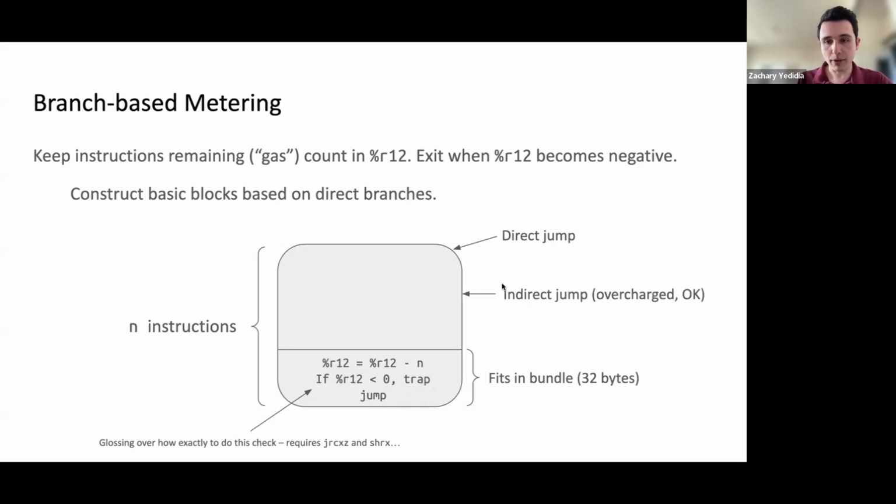If an indirect jump arrives somewhere in the basic block, that's actually fine. It'll just get overcharged for additional instructions. The point is that it can't arrive in the middle of this sequence because this sequence of instructions fits within a bundle, and the indirect jump must always target the beginning of a bundle. So it can't skip over the check, for example.